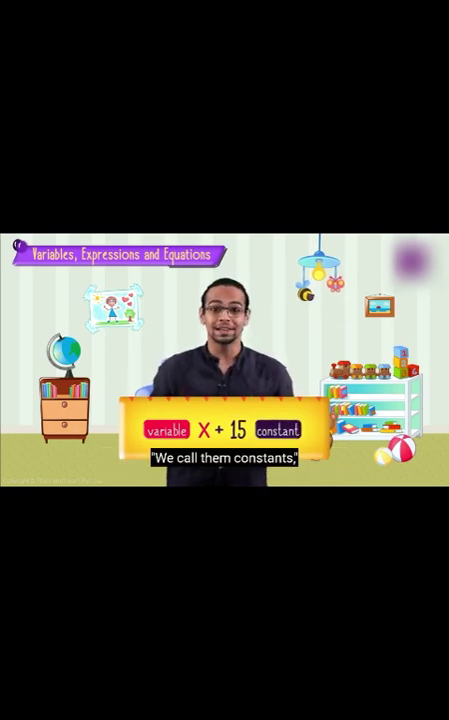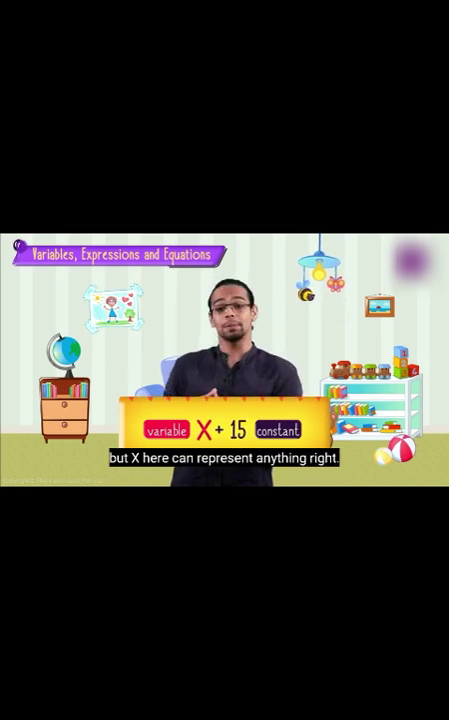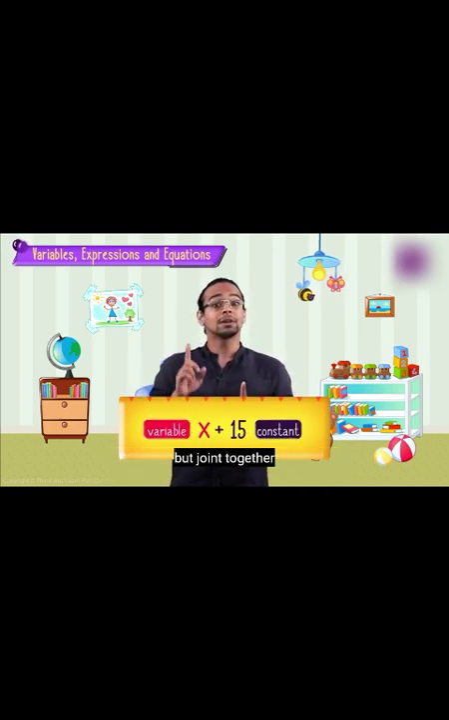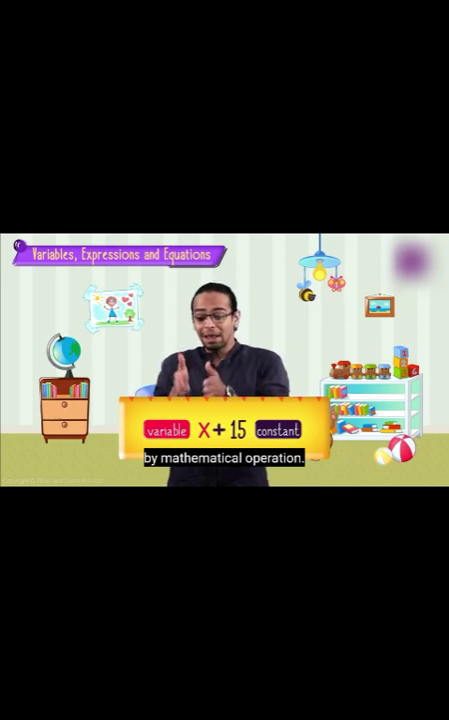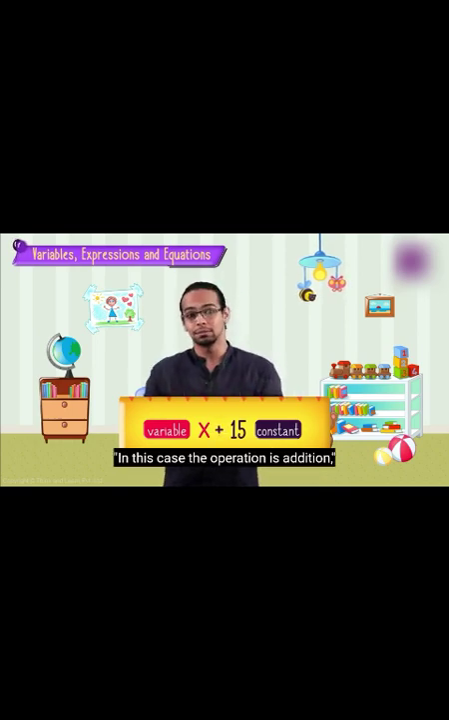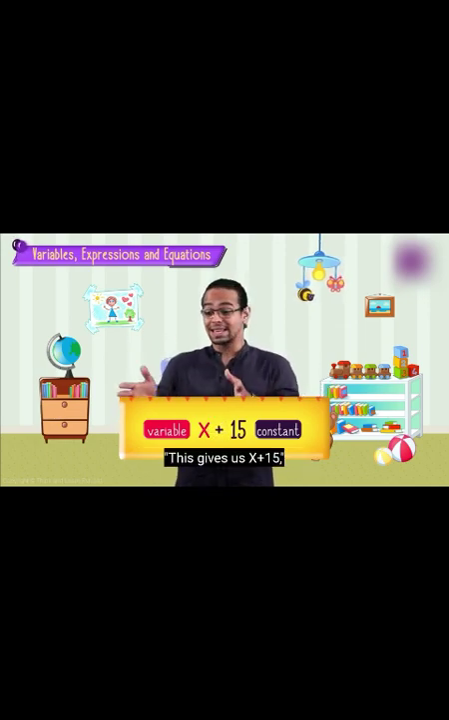We call them constants. Constant because it always has a fixed value. 15 will always represent 15, but X here can represent anything, right? So from now on, we treat them separately, the variable and the constant, but joined together by a mathematical operation. In this case, the operation is addition, but it can be multiplication, division, subtraction, whatever. This gives us X plus 15.